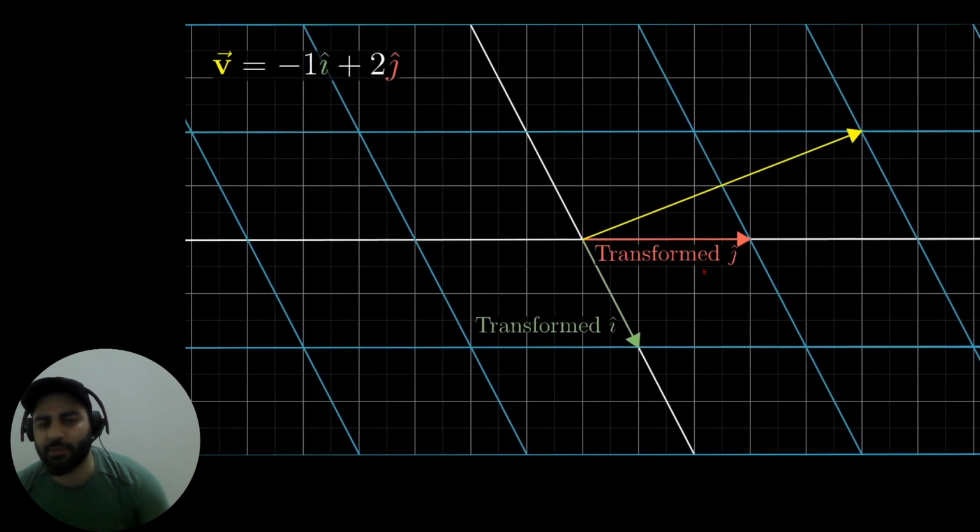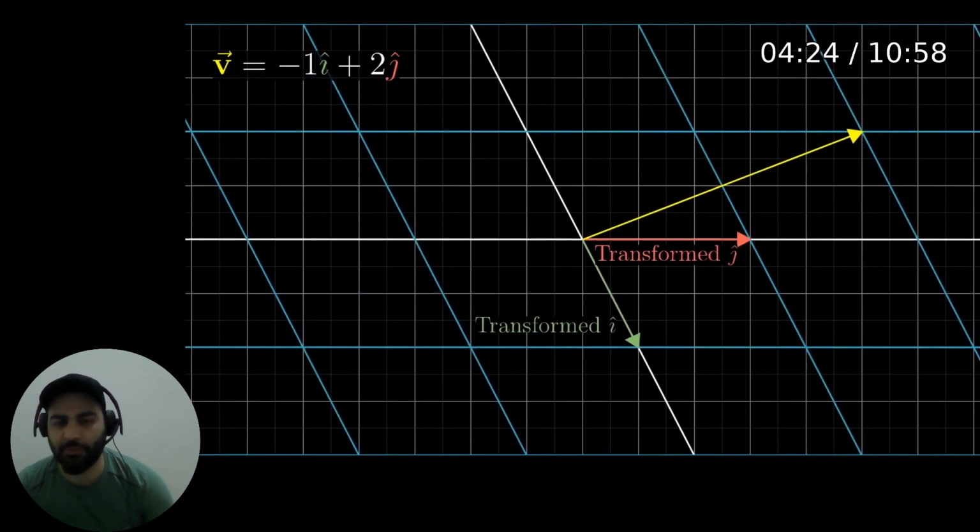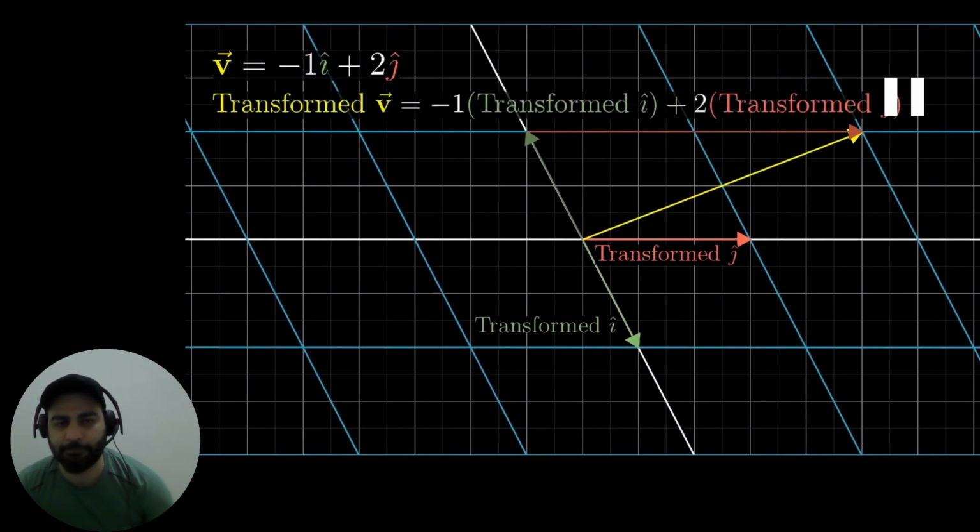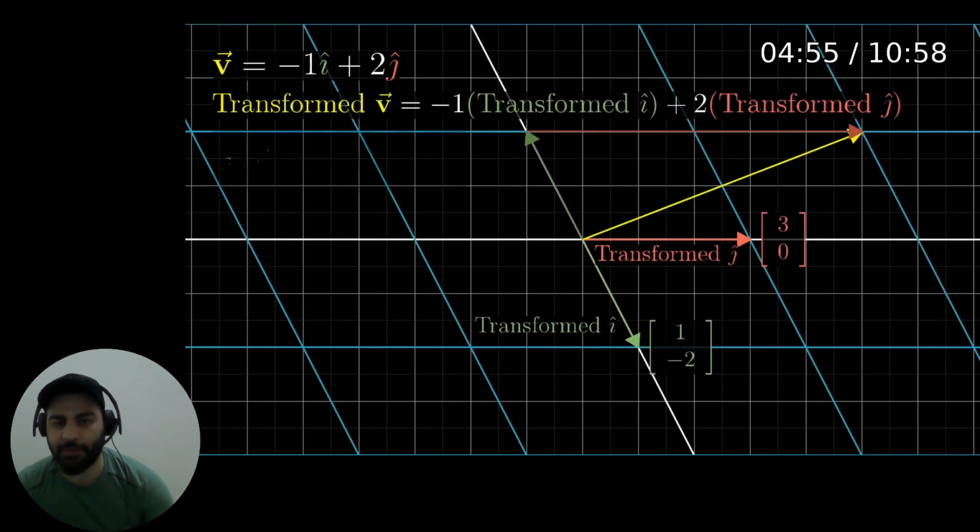So what I'm telling you is that this transformed v can be computed by negative 1 times transformed i cap plus 2 times j cap, that is transformed as this j cap that we got transformed. So how to compute this basically is like this: transformed of v is equal to minus 1 transformed of i cap plus 2 transformed of j cap.